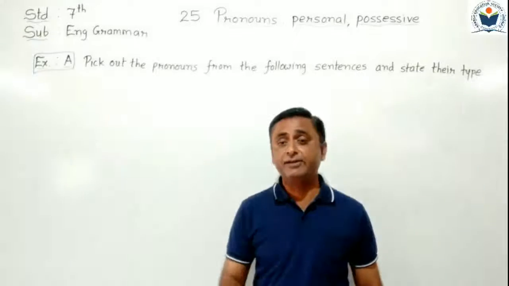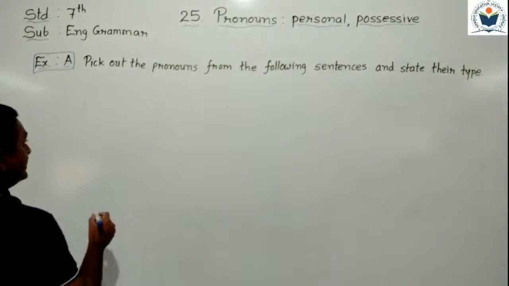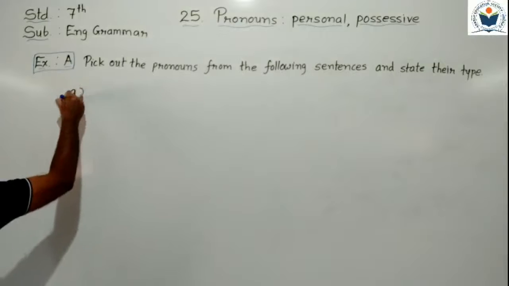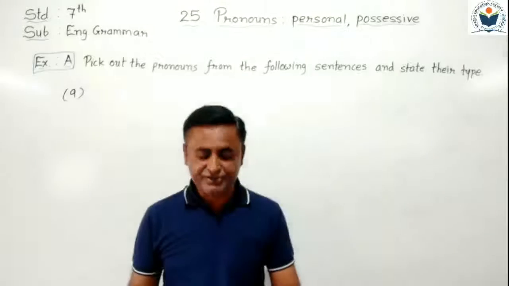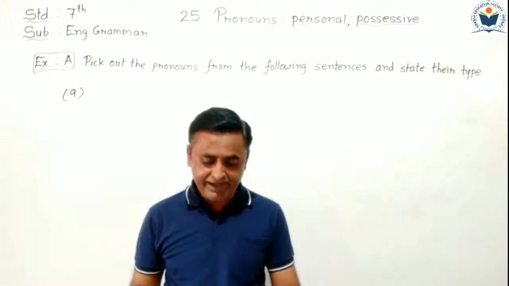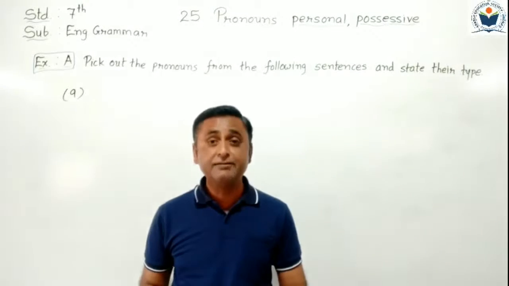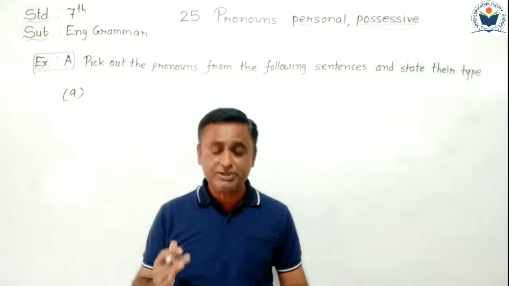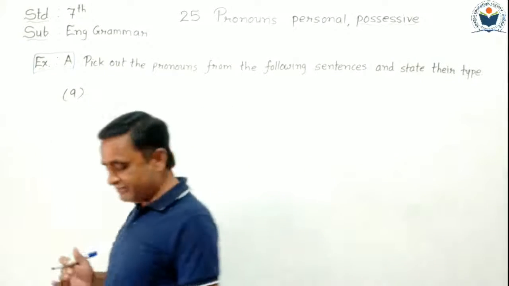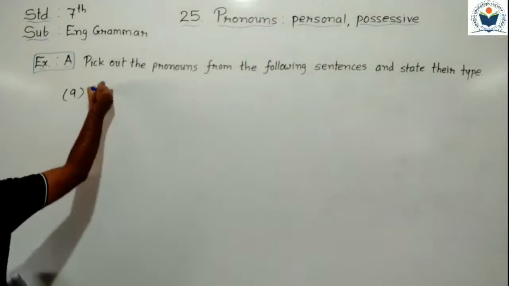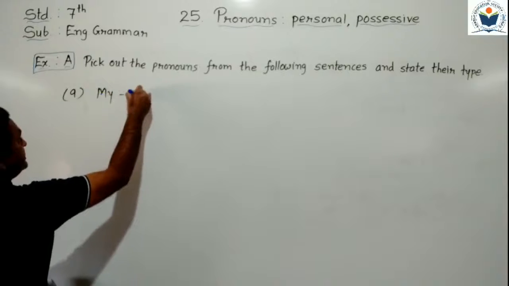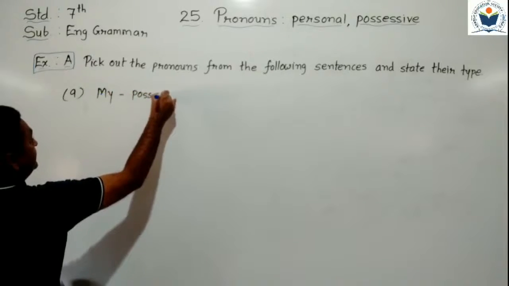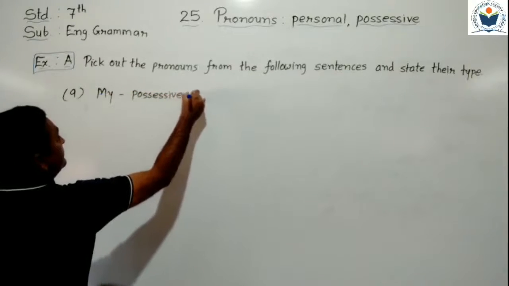Okay? Now student, sentence number 9 we have to understand. Sentence number 9 is given in your textbook. My body is drained of its strength. Here, which is a pronoun? Can you identify? Here, my. First of all, my is used as a possessive pronoun here. Possessive pronoun.